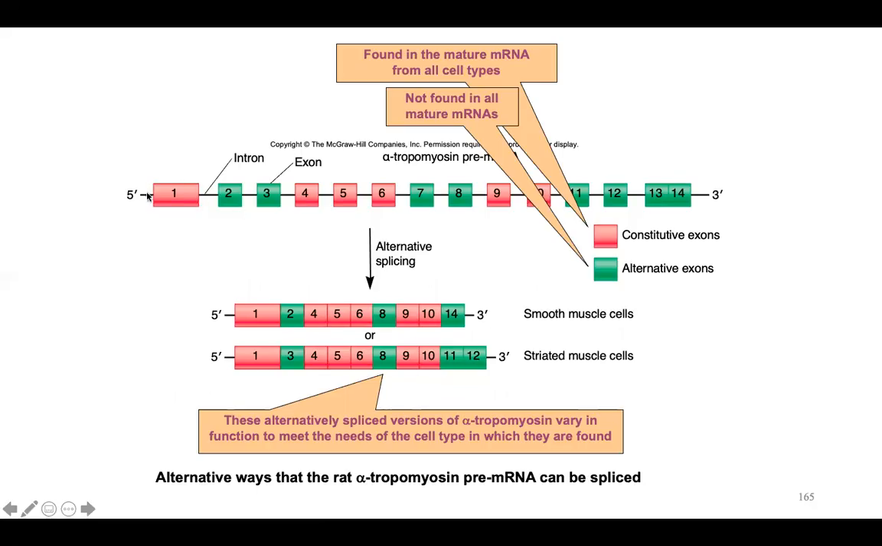As you can see here, the colored ones are exons, and the lines are the introns. In alternative splicing, we have various ways of connecting the different exons. So these alternatively spliced versions of tropomyosin vary in function to meet the needs of the cell type in which they are found. The main point of alternative splicing is to create diversity of the transcript. These are alternative ways the rat alpha-tropomyosin pre-mRNA can be spliced. So this is the overall process.